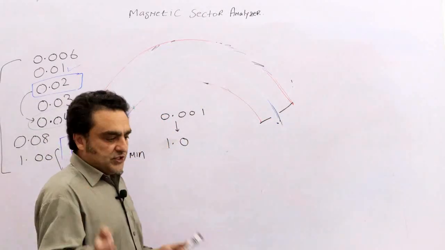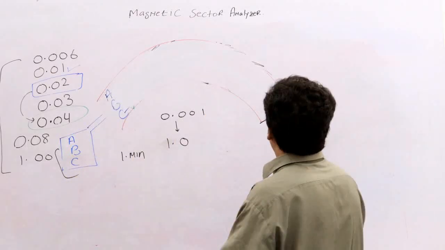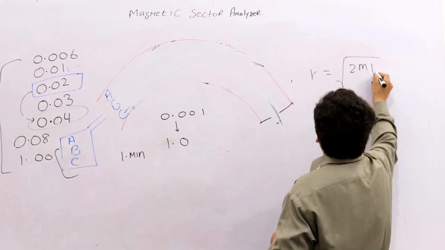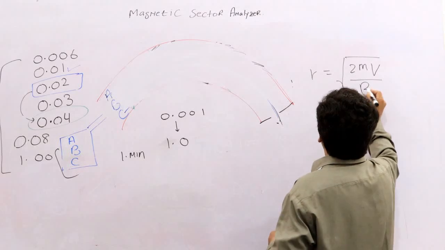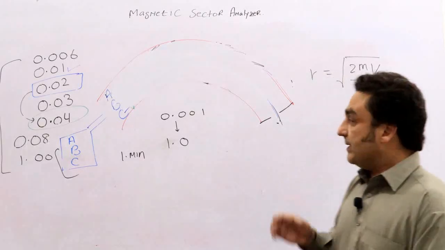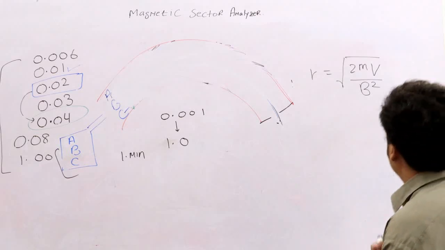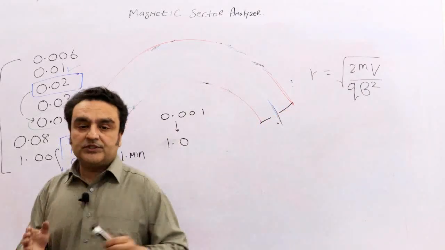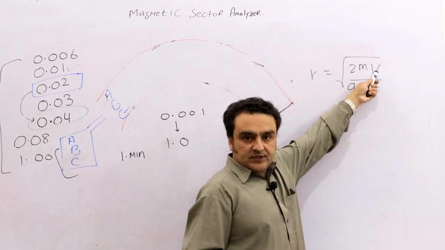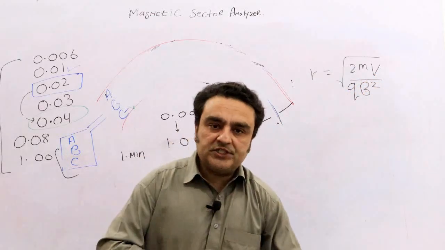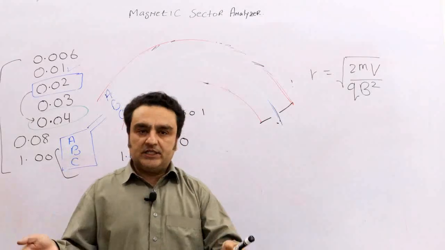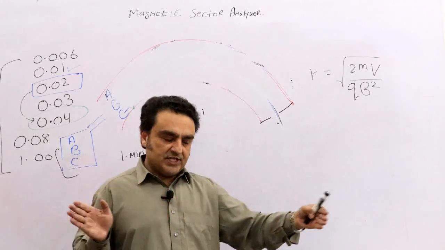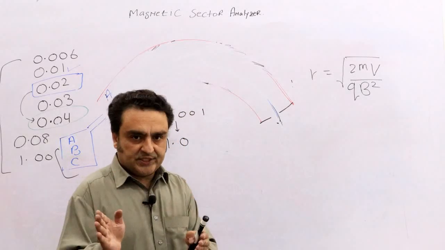Now that is one thing which we studied, but there are other things also. As I wrote, R is equal to 2mV over qB squared. Something is missing, yes, this is charge. This is our equation now. Another thing which we need to explain is that this is the voltage. The voltage can also be varied, and we will discuss it in the electric sector or double focusing mass analyzer. It's just a magnetic sector.